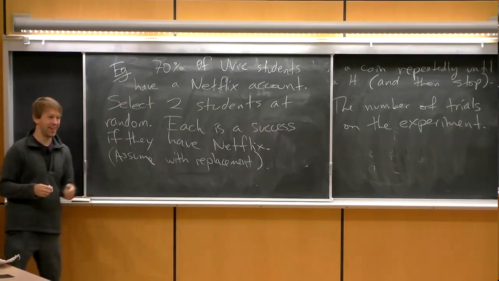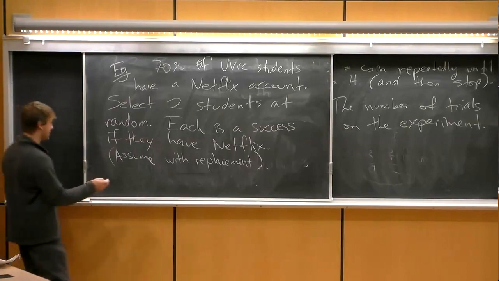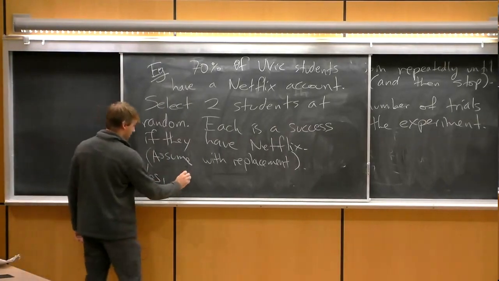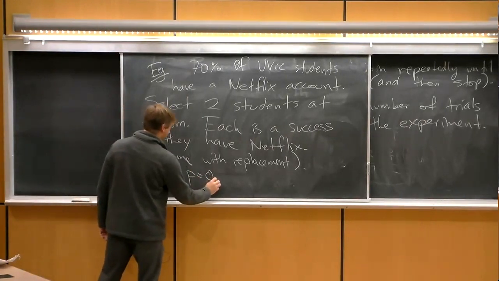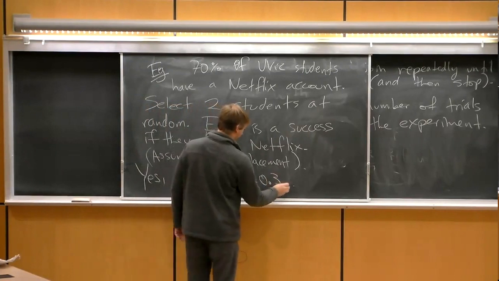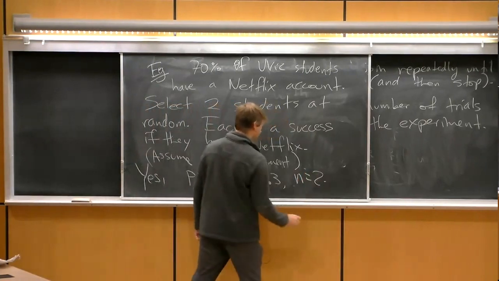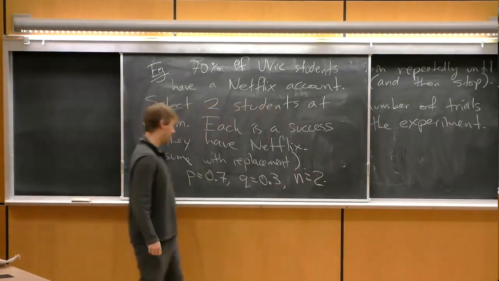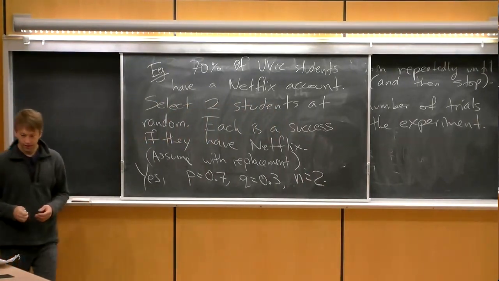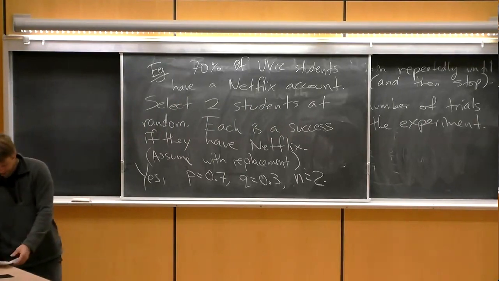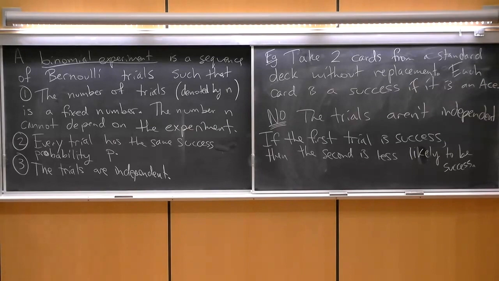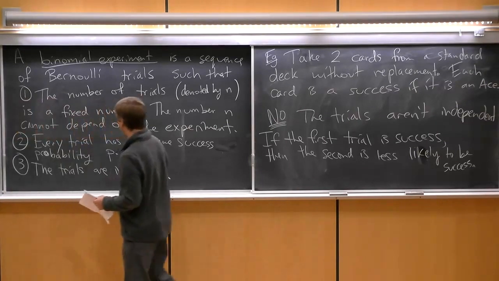Yes, I see, thumbs up, right? So this is binomial, where your p is going to be 0.7, q is 0.3, and n is 2. Okay. All right, any questions about that? All right.